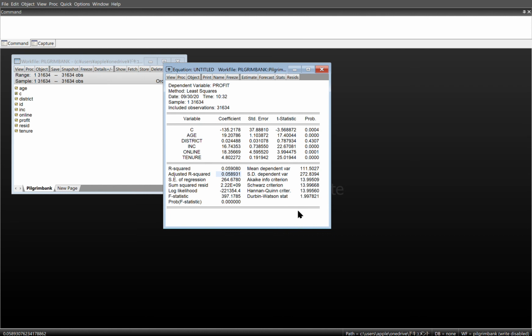The difference between the two, meaning the Akaike info criterion and Schwarz criterion, is that the Schwarz criterion puts more weight on penalizing the complexity of the model.